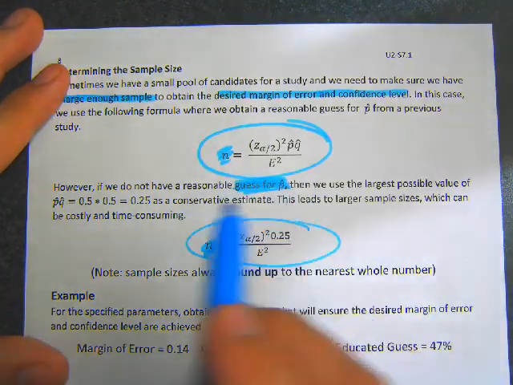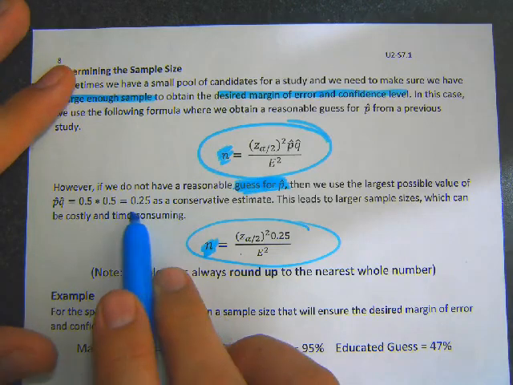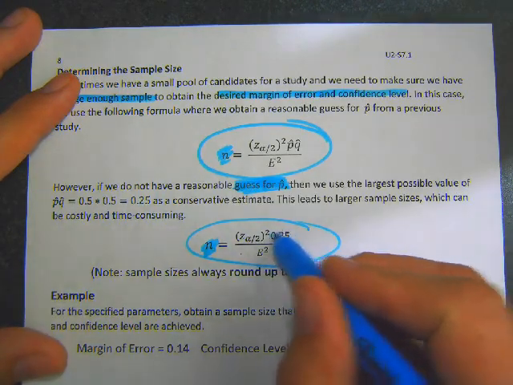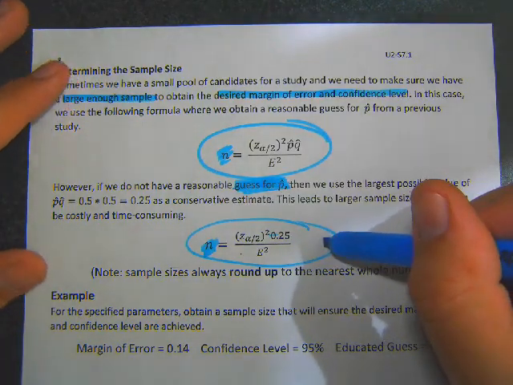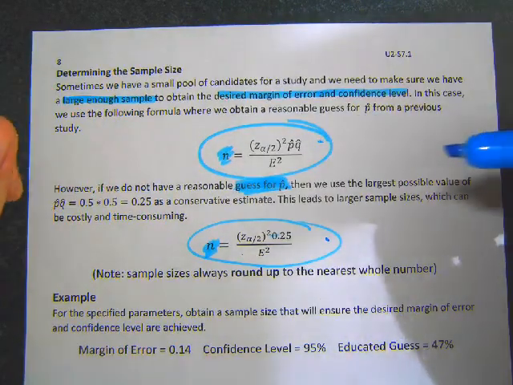Instead, in this case, they just use 0.5 for both of them, which is 50%, so that's kind of middle of the road. If you use 0.5 for both of them, it multiplies to give you 0.25. So this one doesn't have a guess, it's just a blanket estimate. This one is going to give you a larger n, basically the biggest n possible. This one's going to give you a smaller n, typically.